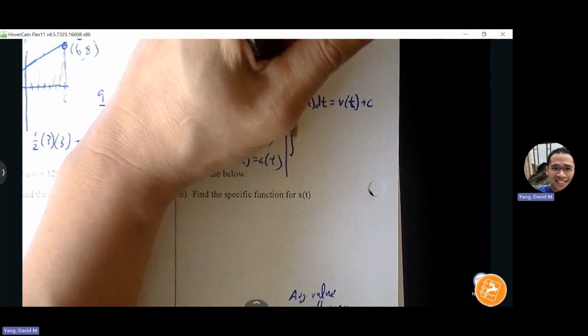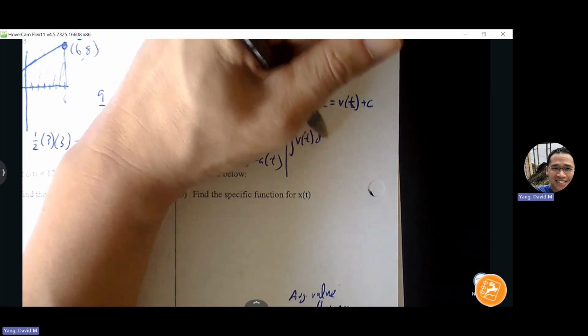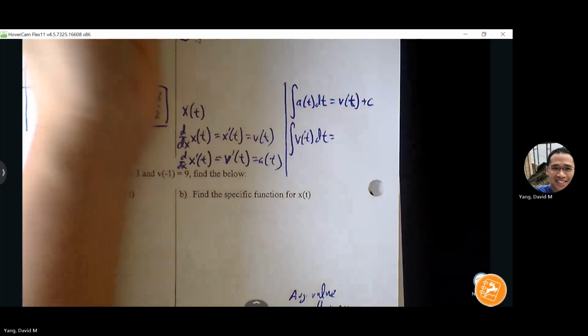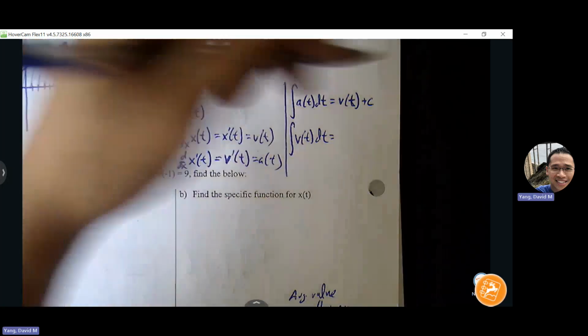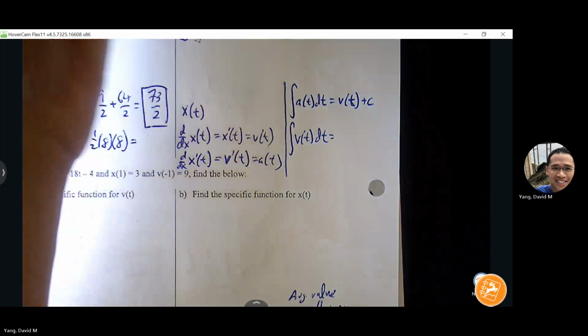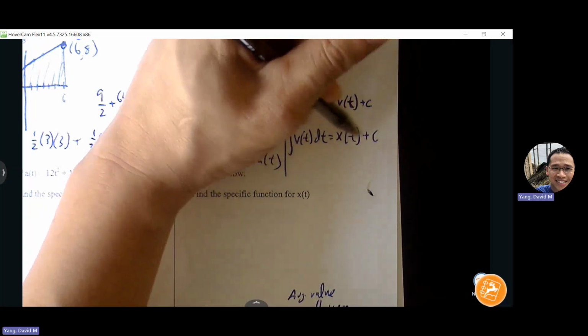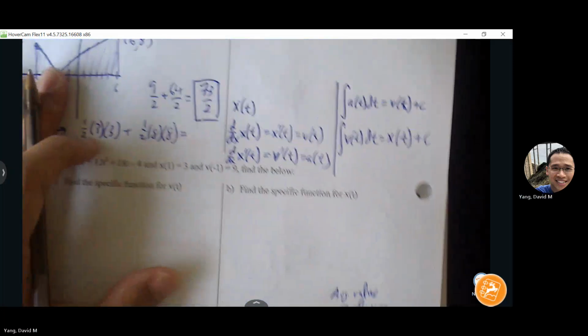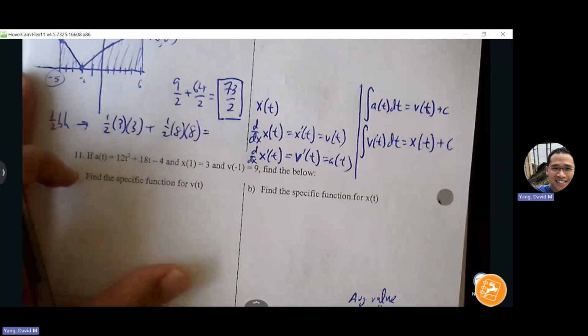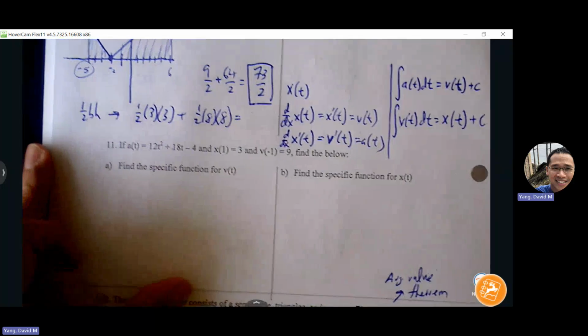The antiderivative of velocity will bring me up to what? Velocity, yeah. What's velocity's antiderivative? Position, right? So x of t plus c. Right. So we're just going through, we're just undoing our derivative process. So let's see if we can go try number 11.